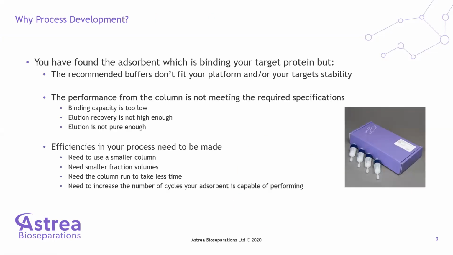So why would you want to perform process development? There are a number of reasons why you may want to perform this, and these are three of the main reasons. It may be that you've found your adsorbent which is binding your target protein, but the recommended conditions aren't fitting your platform or your target stability. So for example, the recommended buffers may suggest that you elute with a low pH, and your target isn't stable at low pH. Therefore, you're going to want to find an alternative elution condition, which will still elute from the column, but in a range where your target is stable.